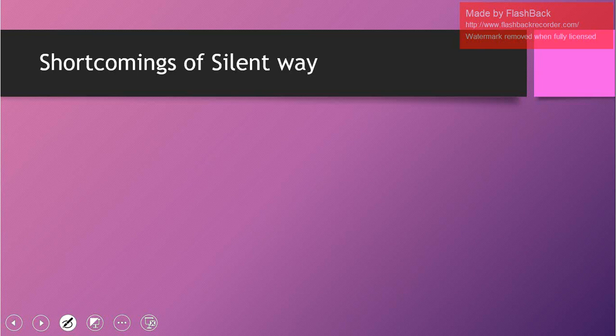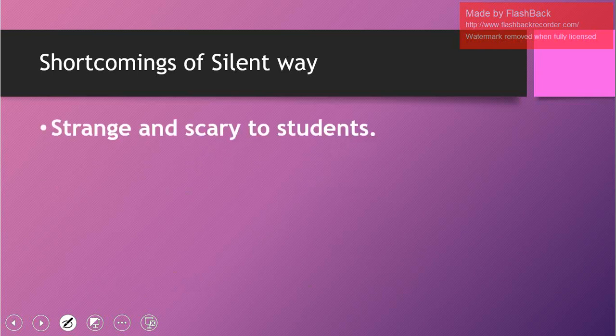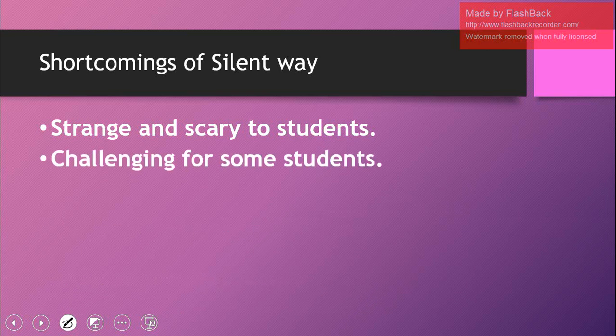Like every method, we have some demerits, we can say disadvantages or shortcomings of each method. In the Silent Way, this method is strange and scary to students. Why is this strange and scary? Because it's totally new. Teachers are not going to guide so much. Students have to discover themselves. Sometimes it is like a headache for students and they get frustrated. So it is strange and scary for the students.